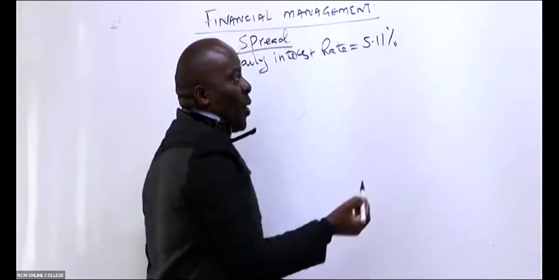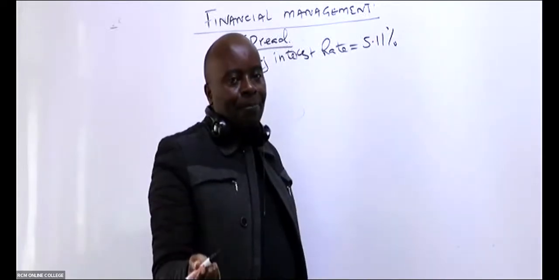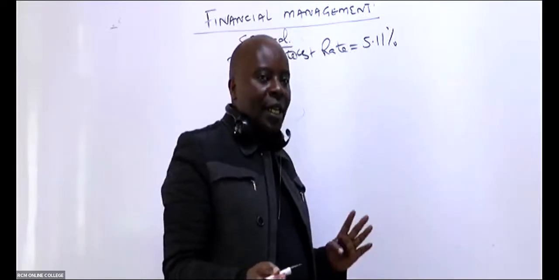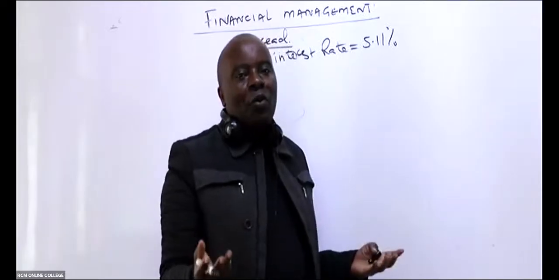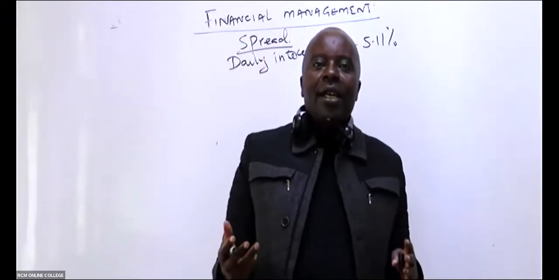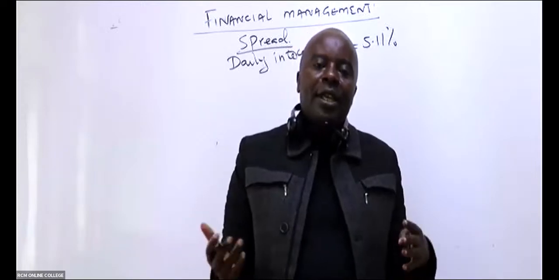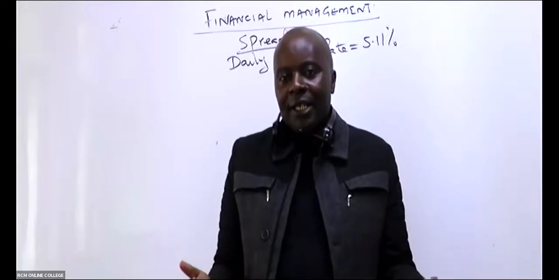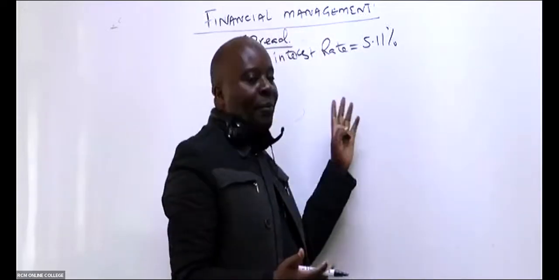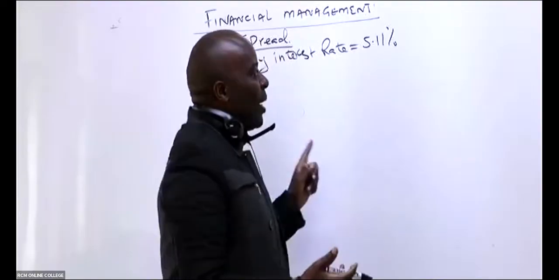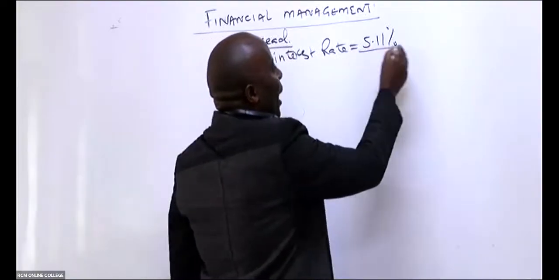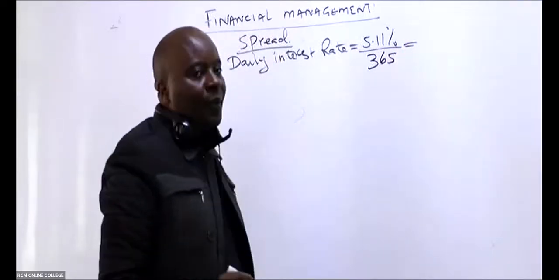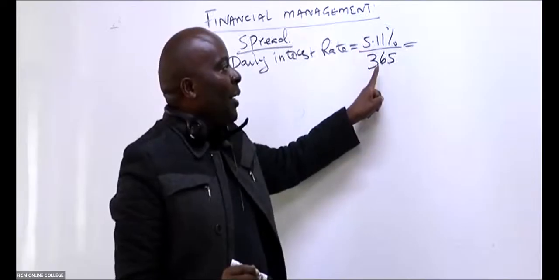But you see, this 5.11% will be an annual rate. Unless you're told otherwise, the rate given there shall be assumed to be an annual rate. And again, for those people who have been in investments, we know that these investments will give you interests per annum of like 9%, 10%. So you can't get this 5.11 being a daily rate. This must be a per annum rate. So then come here and divide this by 365.